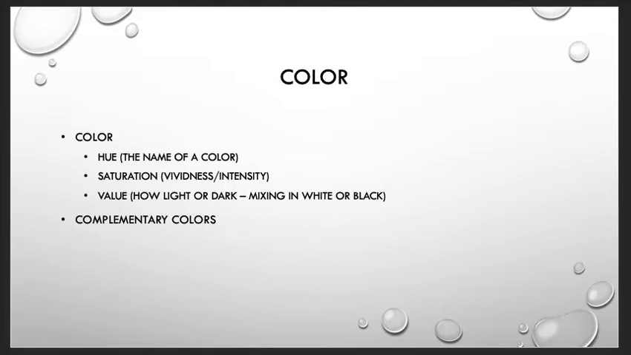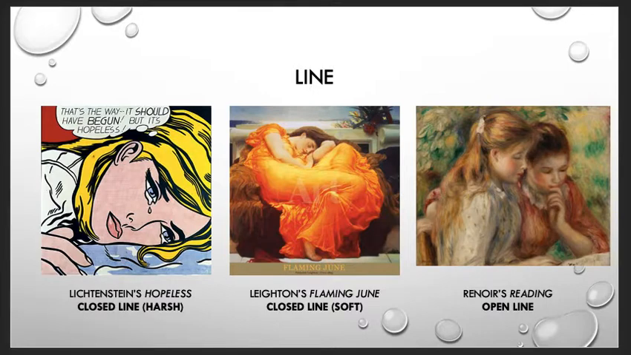Color. A couple of things to keep in mind when we're thinking about color. First is the hue, and that is the name of a color. The second is saturation, and that is the vividness or intensity of a color. So how saturated is it? Let's go back to the previous slide. Is it that bright, intense, vivacious orange? That's very saturated. Or we've got the Renoir, and I would not say this is terribly saturated. This is a softer sort of color.